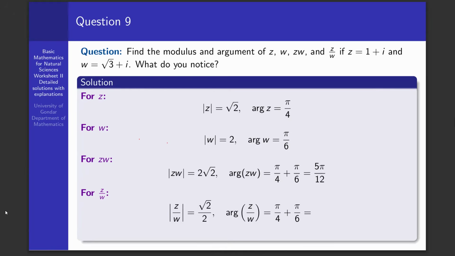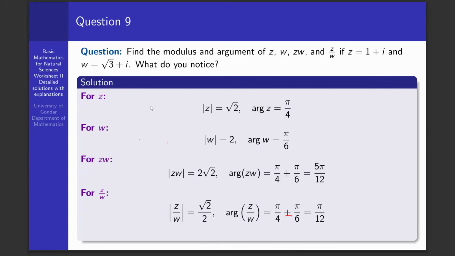So this must be minus, that means this is minus pi over 6. So in this case, we have the difference between these two, which is pi over 12. Pi over 12, so that this is the difference.